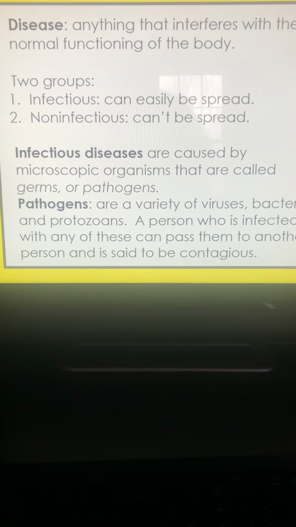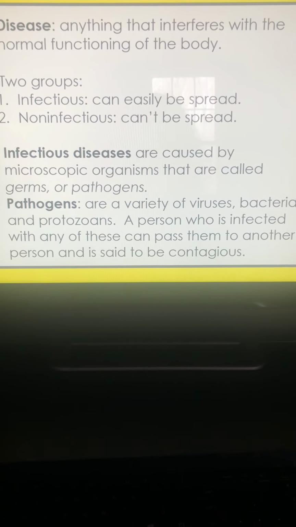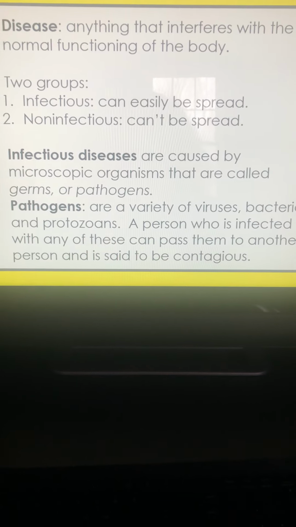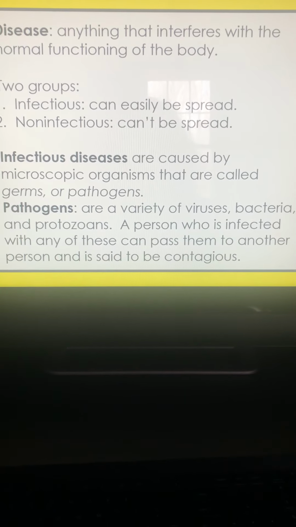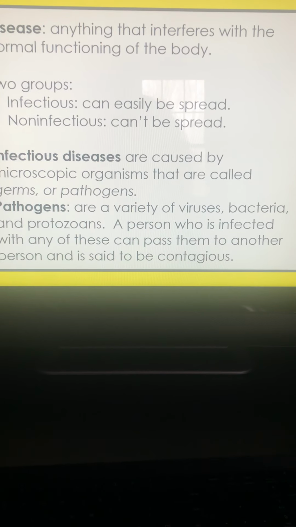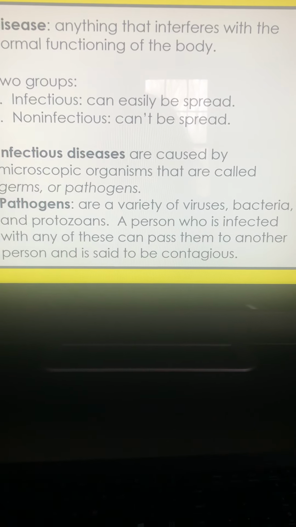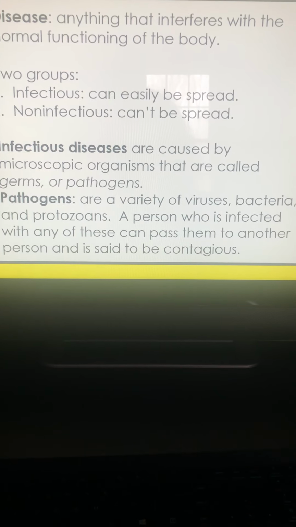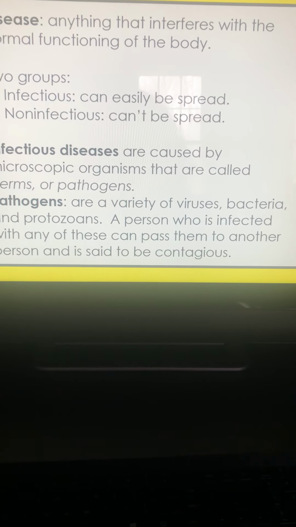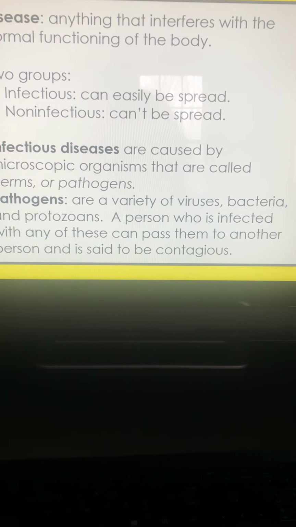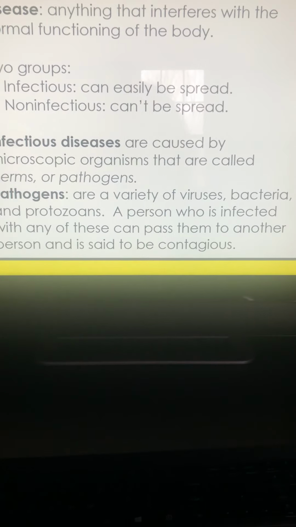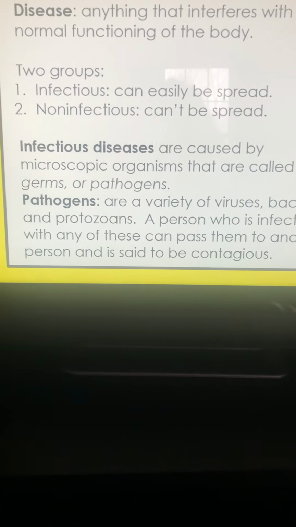Infectious diseases are caused by microscopic organisms that are called germs or pathogens. Most people just say germs, but if you want to be sort of fancier, you could say pathogens. What is a pathogen? It's a variety of different viruses. It includes all of the bacterial infections that are out there. There are protozoan infections. There's parasites that infect the human body. And a person who's infected with any of these can pass them on to another person. And so in this case, that's why we say that you are contagious.